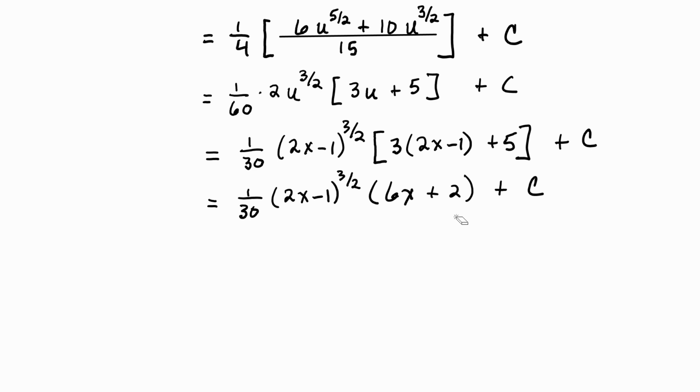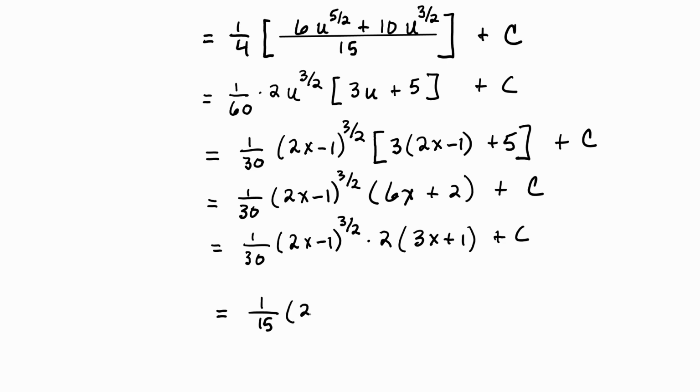Now from here we can factor out a 2, so we are still simplifying. Bring down the 1 over 30, 2x minus 1 to the 3/2. Then we will multiply that times 2 times the quantity 3x plus 1, plus c. Now this 2 will cancel with the 30 in the denominator here. So finally we get 1 over 15, 2x minus 1 to the 3/2 times 3x plus 1, plus c. And this is in simplest factored form.